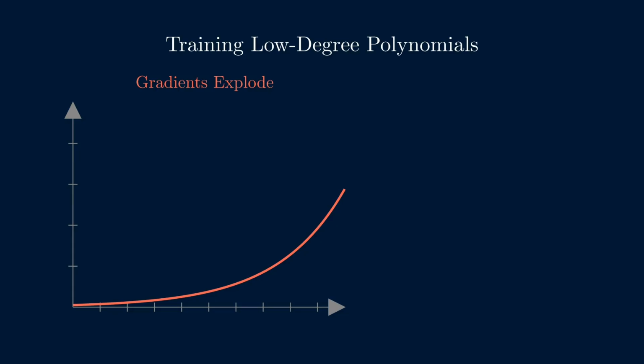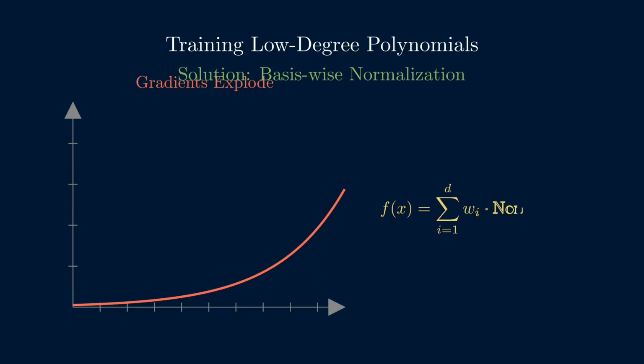While we can clip gradients during backpropagation, forward propagation issues cannot be fixed with simple clipping because the maximum function is too expensive in FHE. The state-of-the-art solution is to introduce basis-wise normalization, normalizing each polynomial degree separately before aggregating them with trainable weights, effectively stabilizing the training process.